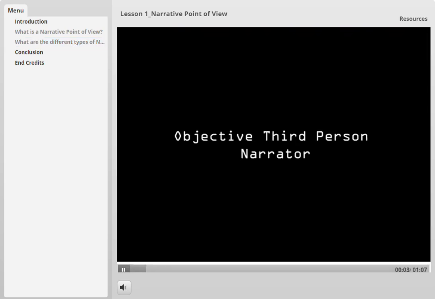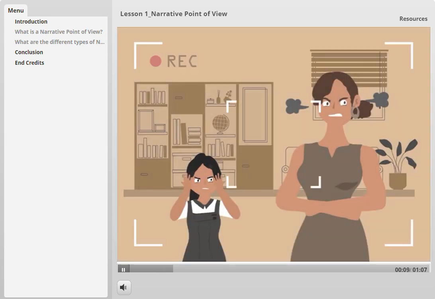There is also the objective third-person narrative, which is less common. Imagine a video recorder that captures only what is spoken aloud or actions that are carried out, but not the thoughts and feelings of characters.